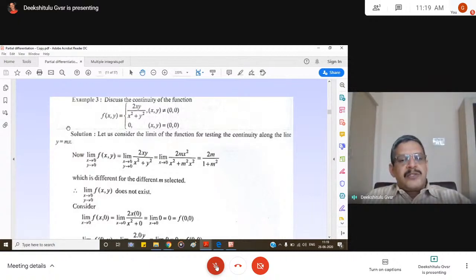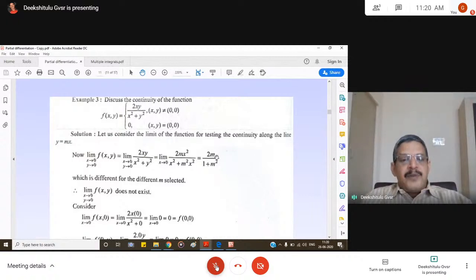The problem comes along y = mx. When you substitute y = mx in this function, this will be 2m into x square by x square plus m square x square, and limit x goes to 0. So if you cancel x square throughout, you will be left with 2m by 1 plus m square. Do you have any term of x here? No. So it is not depending on x. Then what is m? m is any parameter, as I said yesterday, any arbitrary constant. So if you change the value of m, the limit value changes.